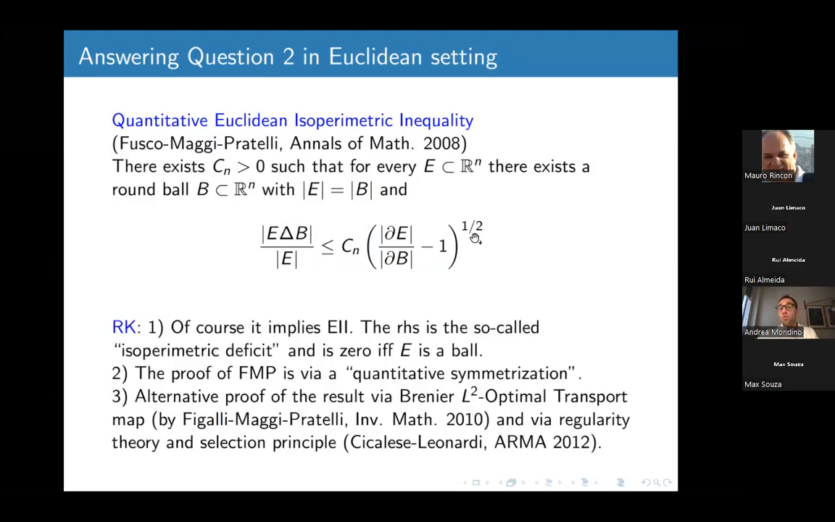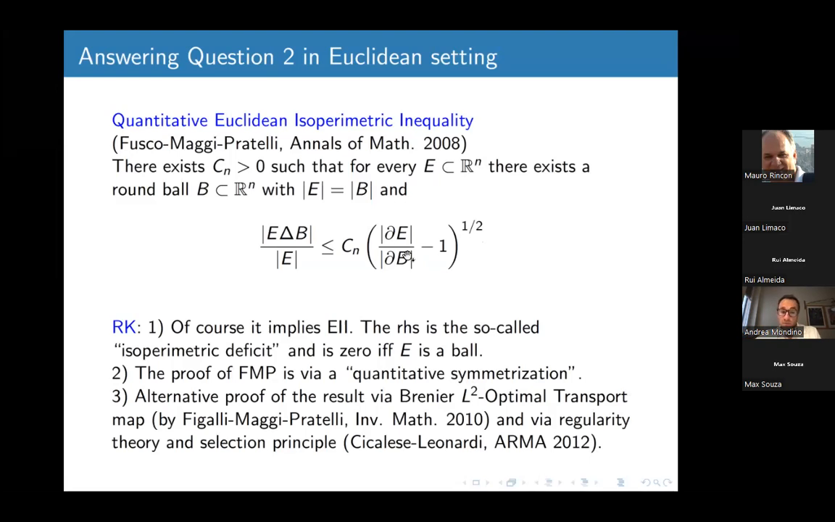Okay, so how did they obtain this beautiful result? They consider the proof via symmetrization of the Euclidean isoperimetric inequality, say the Steiner symmetrization, and then they basically quantify that. So they basically have a quantitative symmetrization. They quantify the symmetrization proof of this inequality.